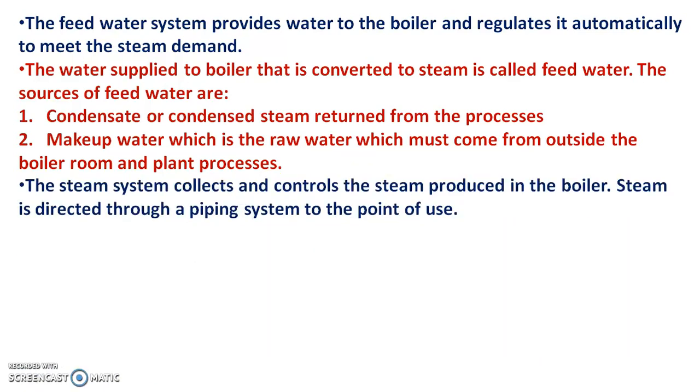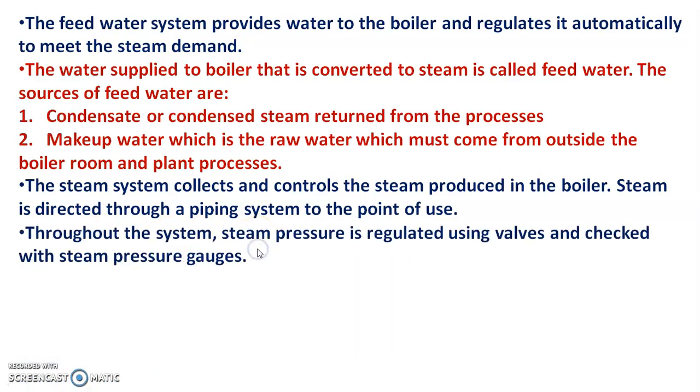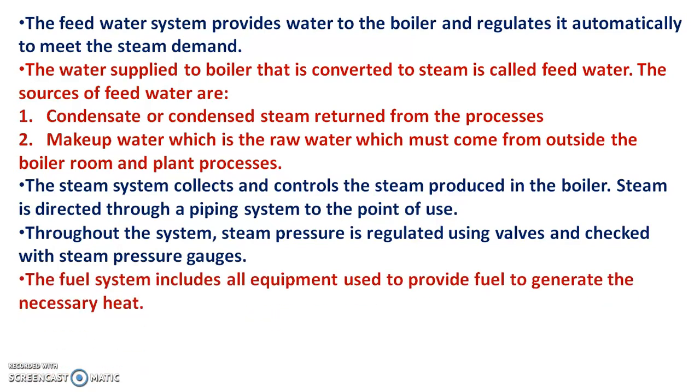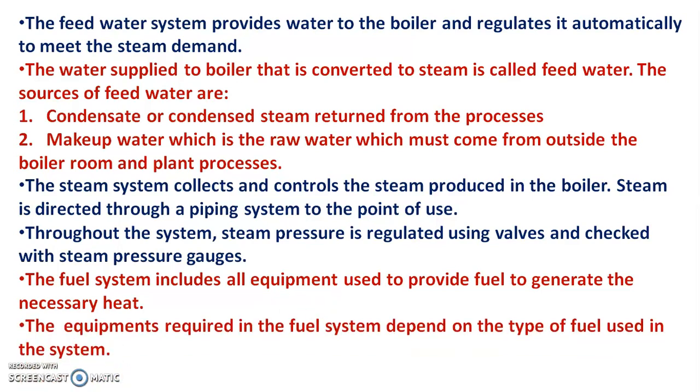The steam system collects and controls the steam produced in the boiler. Steam is directed through a piping system to the point of use. Throughout the system, steam pressure is regulated using valves and checked with steam pressure gauges. The fuel system includes all equipment used to provide fuel to generate the necessary heat. The equipment required in the fuel system depends on the type of fuel used in the system. So this way, these are the explanations of the three components of boilers, or industrial boilers or process boilers.